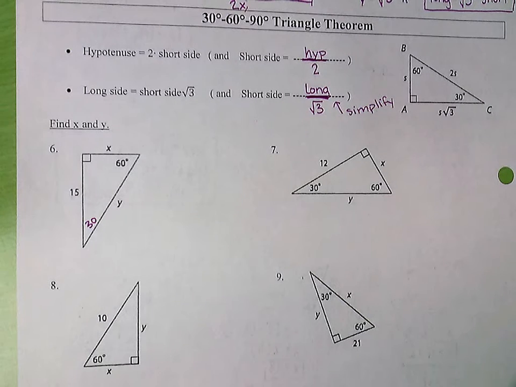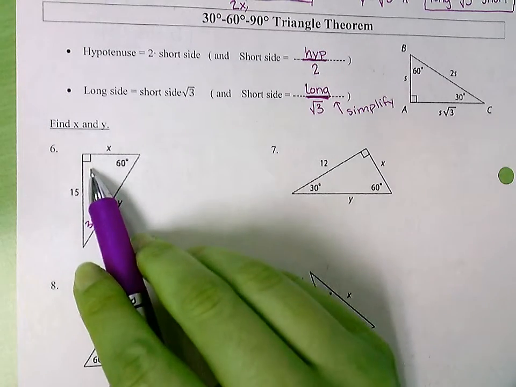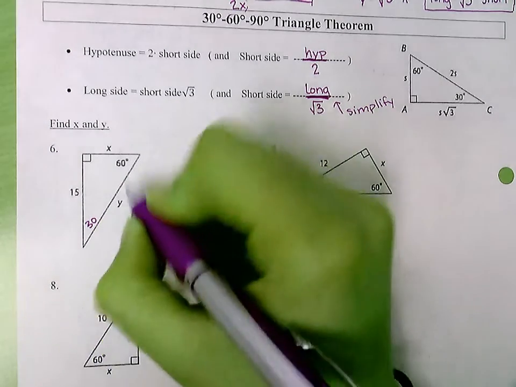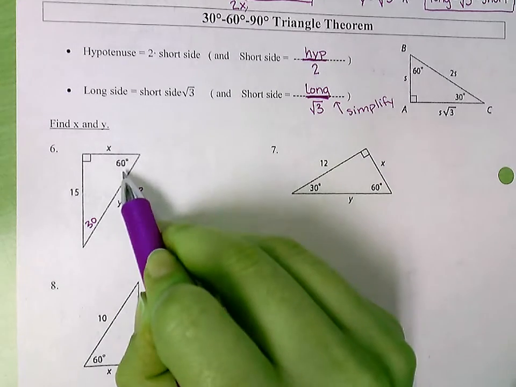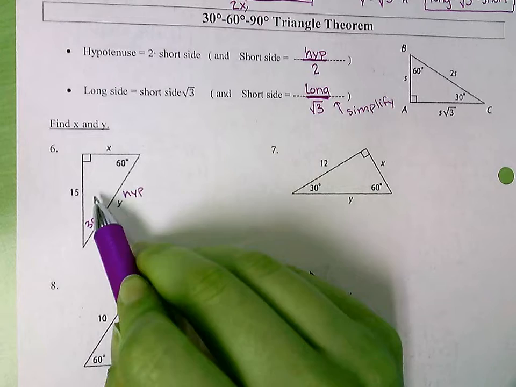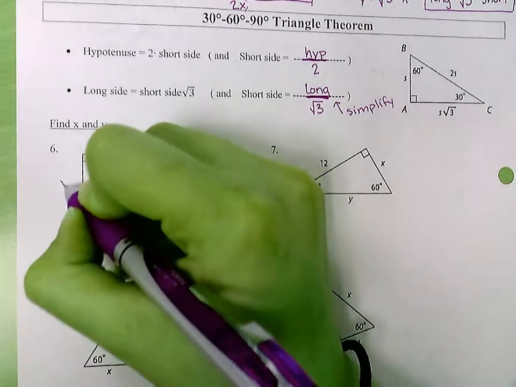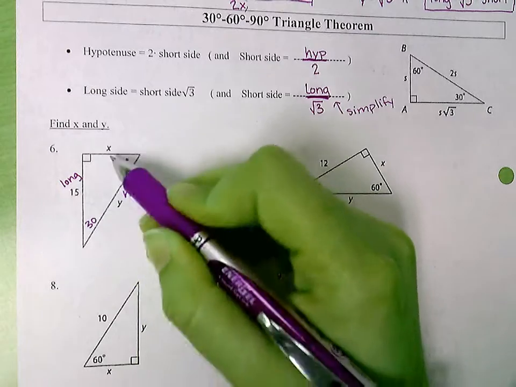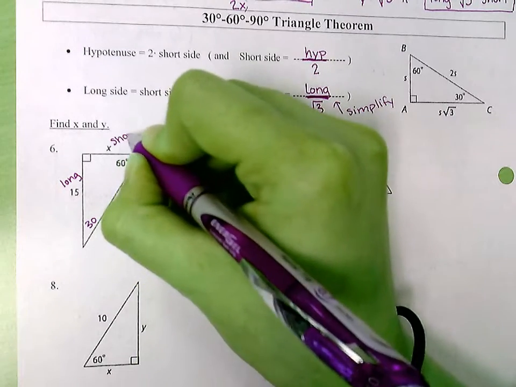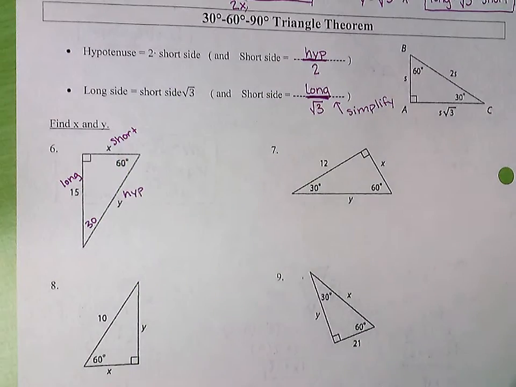Okay? Now I want to label the sides. So opposite that 90 degree angle is your hypotenuse. Opposite that 60 degree angle is which side? The long side. And opposite 30 will be short. And you can use L, S, and H if you want to. You don't have to actually write up the whole word.